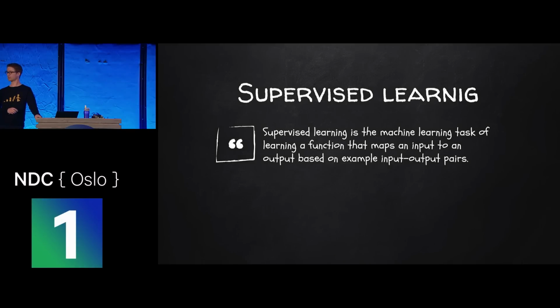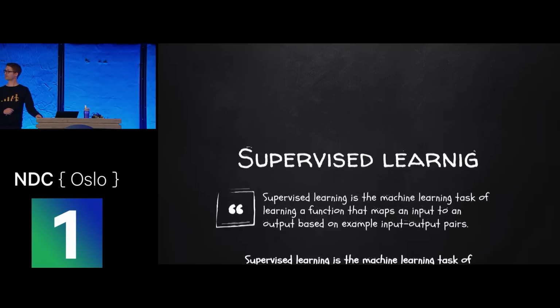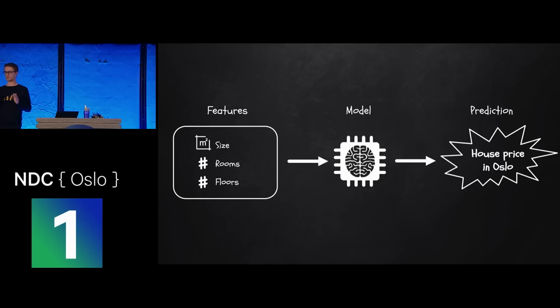Hopefully, now the definition makes a bit more sense, and we can even rewrite it a bit. So supervised learning is the machine learning task of learning a function that maps a set of features to an output based on labeled training data. Okay. We now more or less know how a model works, that we can take an input and then the model will give us a prediction, an output. But how do we come up with this model? We're going to take a look at that now.